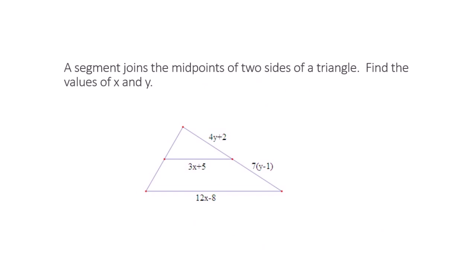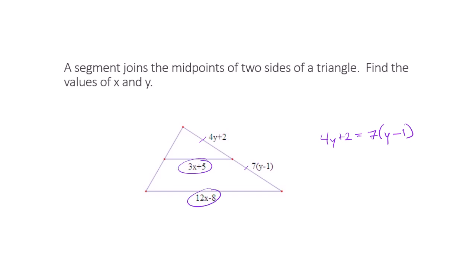All right, I just want to set this one up because we're running low on time here. If you have one like this, and we know that this is a mid segment, it says a segment that joins the midpoints of two sides. And so this is a mid segment, and that means this is congruent with this. And so we can set those equal to one another: 4y plus 2 equals 7 times the quantity y minus 1.